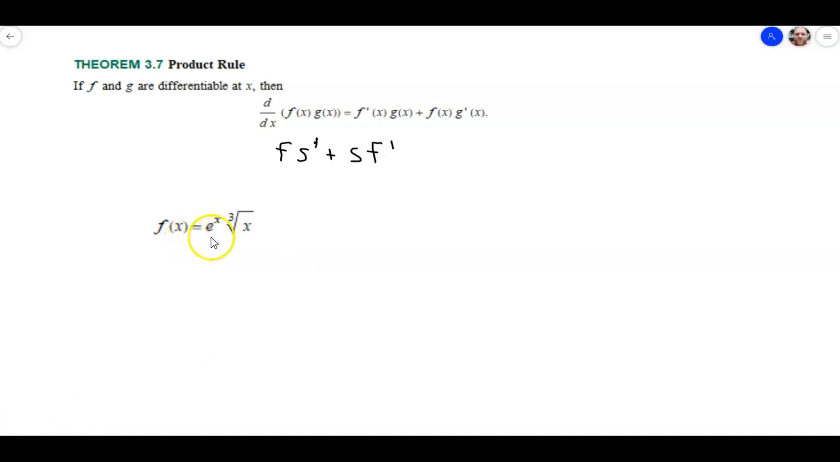All right, so here we have e to the x times the cube root of x. So see what you can do, try to set it up, try to solve it, and then when you're ready to go through the solution, go ahead and unpause your video.